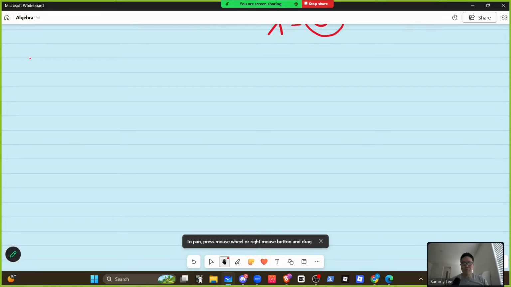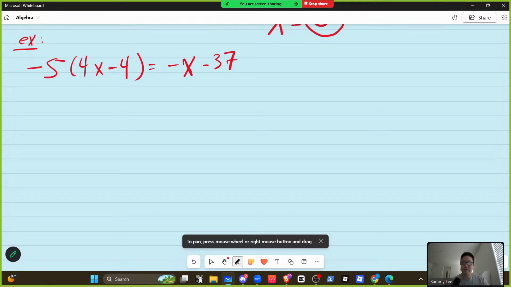Those examples were just meant to show you the addition property of equality and the multiplication property of equality. These are going to be slightly more complicated. So here we have negative 5 times the quantity of 4x minus 4 equals negative x minus 37.